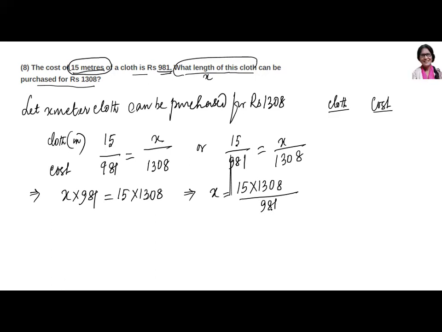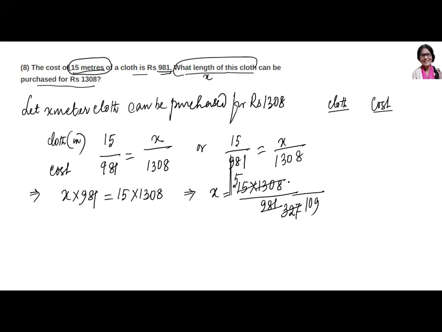981 can be divisible by 3 because the sum of digits gives you 18. So 3 5s are 15, 3 3s are 9, 3 2s are 6, and 3 7s are 21. So it is 327. Now check 1308. Here the sum of digits is 12, that is divisible by 3, and for the denominator 327, the sum is also 12, it is divisible by 3. So both the terms I will divide with 3.